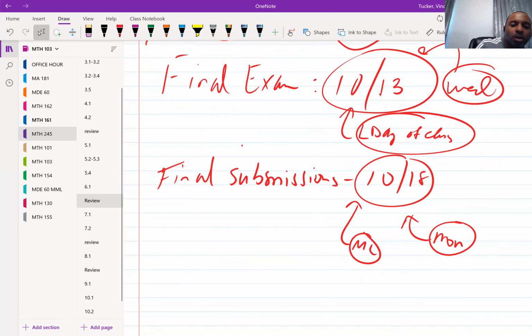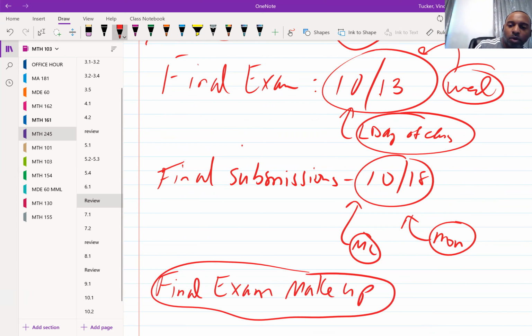Now, what I also can create is a final exam makeup. And that will also be due on the 18th. And that's why I was saying we do the final exam on the 13th. That'll give you time to finish up anything else you want to finish up in the class and take advantage of the final exam makeup, wherein the highest grade you can get on that though is a 75.